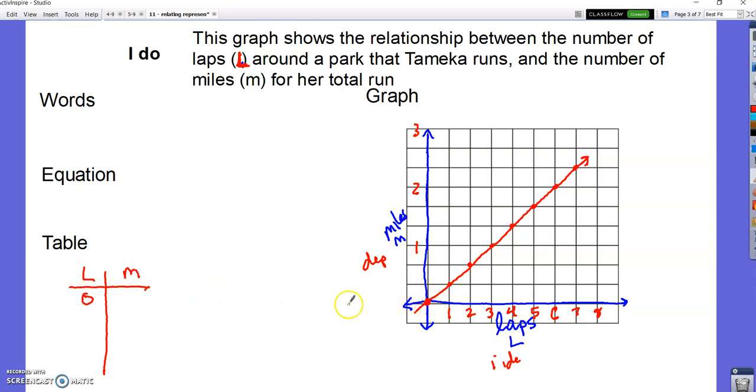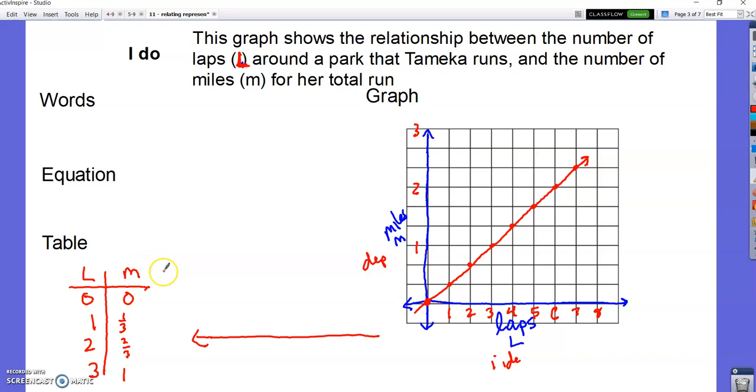So 0 laps, 0 miles. 1 lap looks like 1, 2, 3, 1/3 of a mile. 2 laps, 2/3 of a mile. 3 laps, 1 mile, and so on. So it's very fast and easy to turn a graph into a table, so I like to go in that order. If I get a graph, the first thing I make is a table.